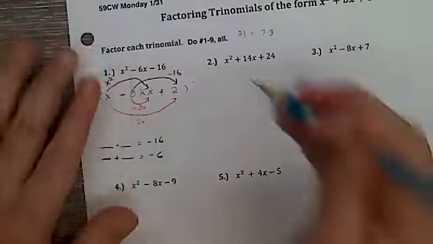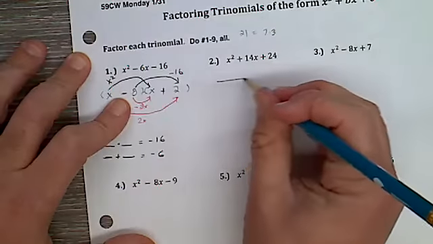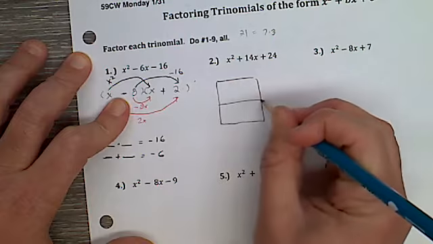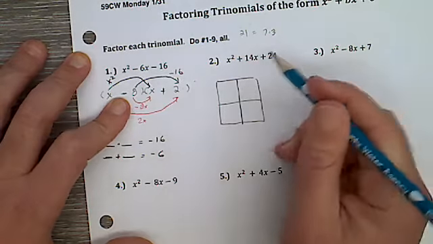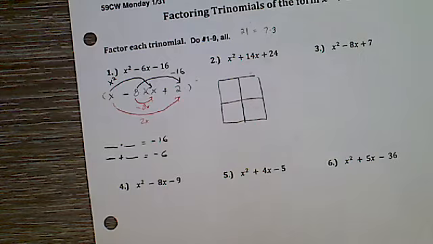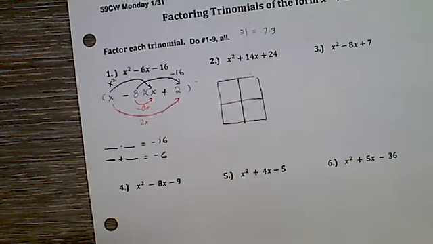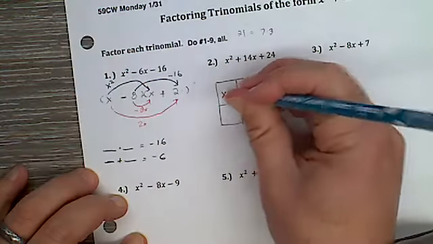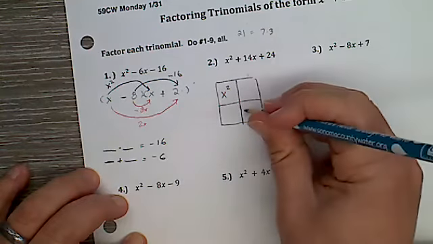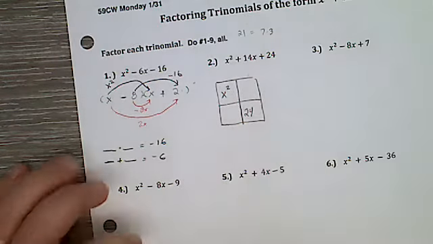I would say the majority of the students right now in this class are doing the area method. So let's draw. It's not a square, because I know 24 is not a perfect square. So this is going to be a rectangle. We know that the first term is going to be created in that box, and the 24 is going to be created down there.